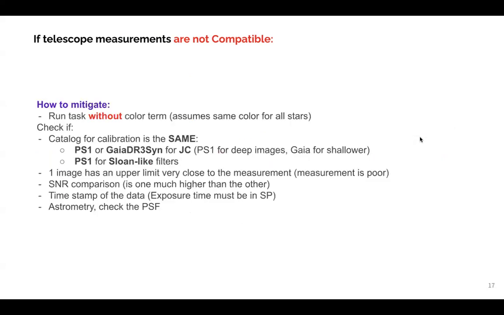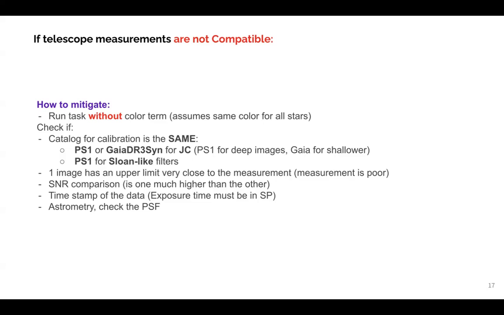So how we mitigated this was to also run the task without the color term, so you can assume the same color for all the stars. And then you can check, firstly, if the catalog for the calibration is the same. So for us, for Johnson Cousins, we used Pan-STARRS if the image is deep, Gaia if the image is a bit shallower, and then Pan-STARRS for Sloan. And this is almost the same for the entire data set.